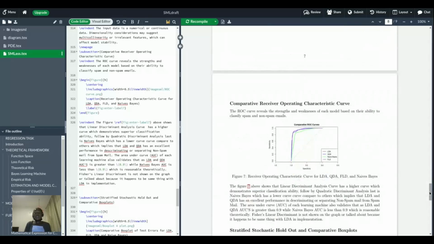Explaining my ROC curve, it reveals the strength and the weakness of each model based on their ability to classify spam and non-spam mail. But observing the ROC curve, the LDA followed by the QDA has a greater ability to classify my spam and my non-spam mail.